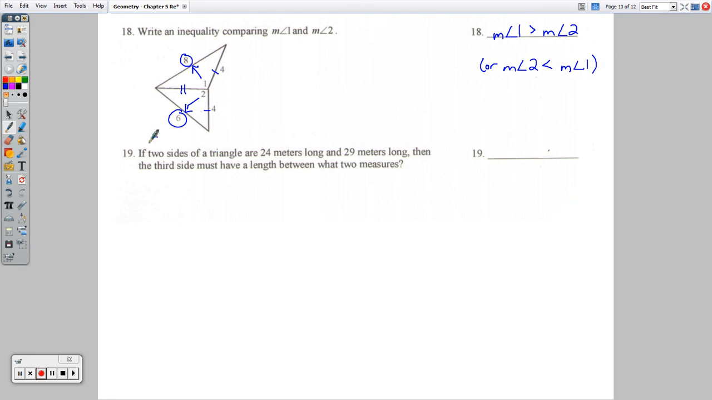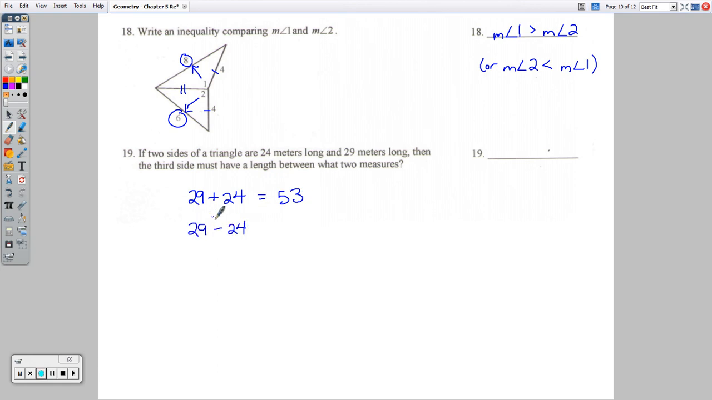For 19, if two sides of a triangle are 24 meters long and 29 meters long, then the third side must have a length between what two measures. So this is the one where, and I prefer to write the bigger one first, I add the two sides, and it's going to be 53. Then I subtract the two sides. It's going to be 5.